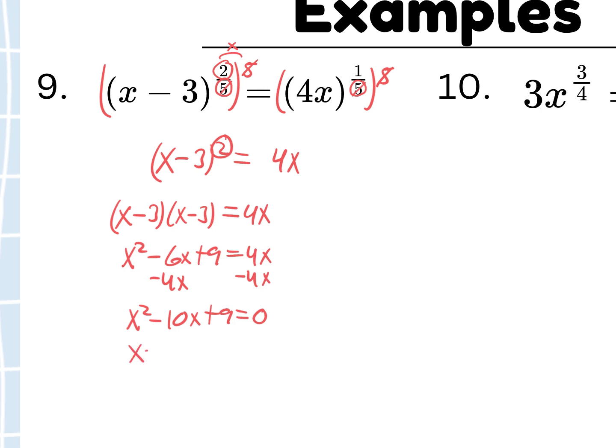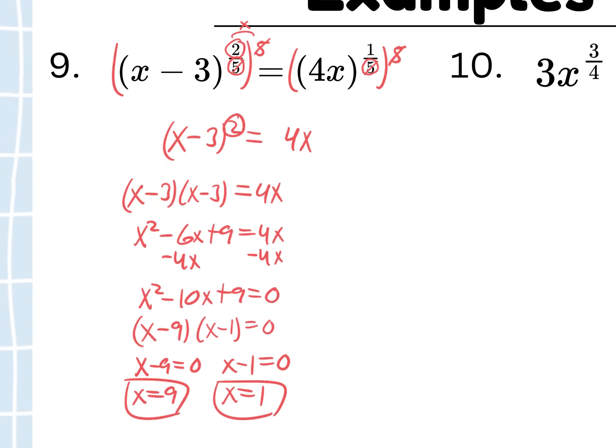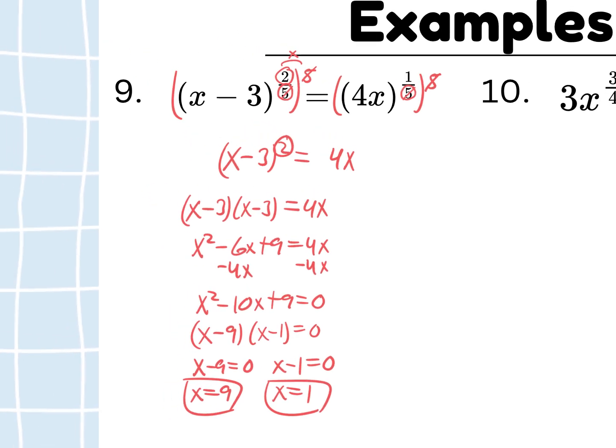And then this is factorable. I get x minus 9 and x minus 1 equals 0. And then I get x minus 9 equals 0, x minus 1 equals 0, and so we get x equals 9 and x equals 1. Now when you go to plug these back in, they do work, and I'll show you.